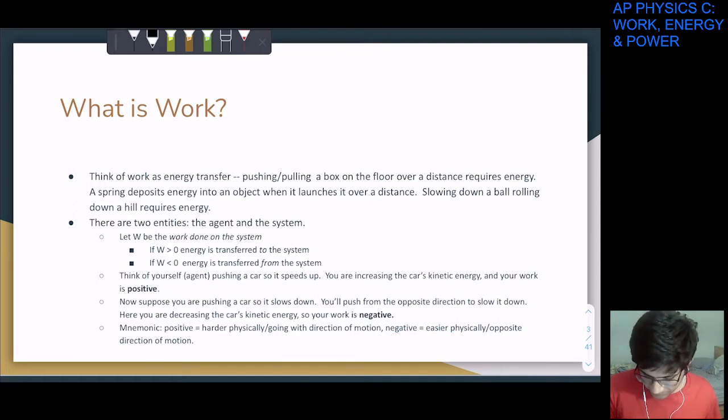And this completely comes from F times r times cosine theta. The force and displacement are positive quantities because they're magnitudes, and cosine of theta is negative if we're going in the opposite direction of motion. You can think of where cosine is going to be positive here and negative here.